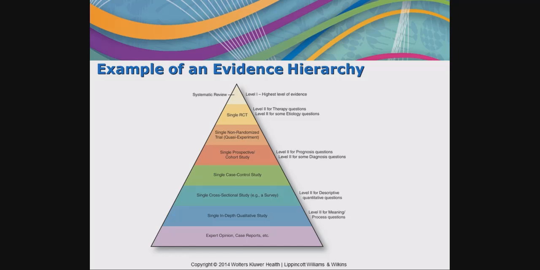Or if you come down that pyramid, you'll see a single non-randomized trial. And it goes all the way down to a case report, though there's still evidence and there's still value in an expert opinion or a case report. But if you're going to make clinical decisions and changes in standard of care, then you need to move up that hierarchy so that you're doing it with the best data available.